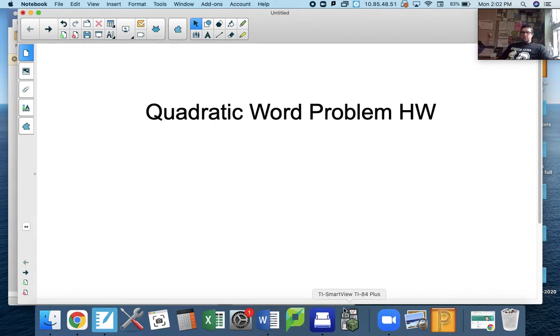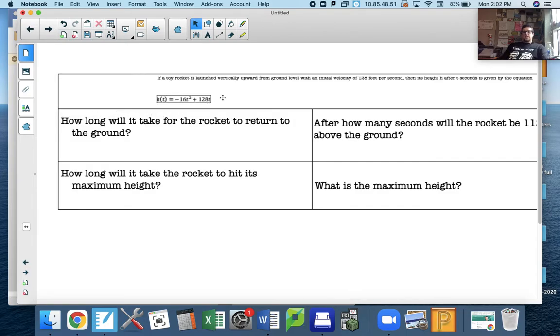Alright, so these are the 3 problems that are on your quadratic homework. It's another way for us to practice our word problems. We're going to have one of each on our test: a projectile motion, an area, and an optimization problem. So the first one, projectile motion.